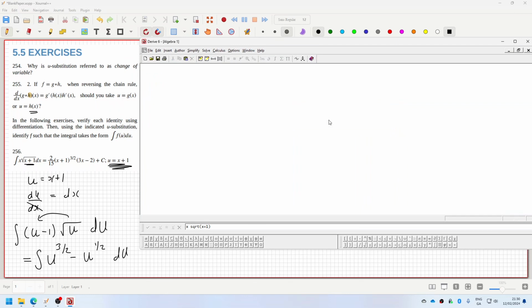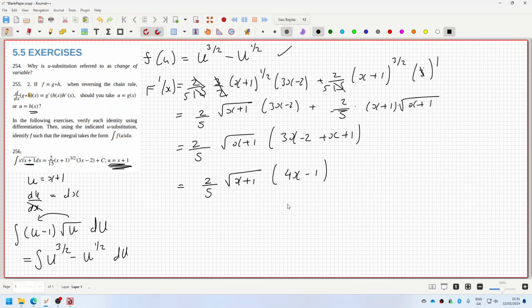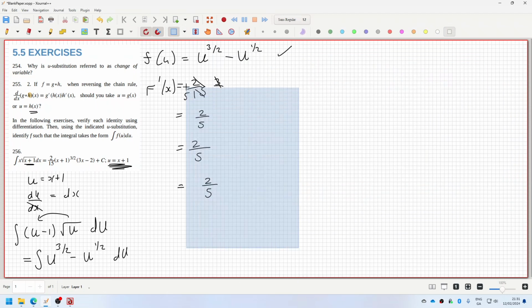What I'll do also is I'll type this in and differentiate it. 2 over 15 x plus 1 power 3 over 2 times 3x minus 2. Differentiate. It does differentiate. So that means I have made a mistake. Or, there's more simplifying I can do. All right, let's go back in time and try this again and just be a little bit more careful.